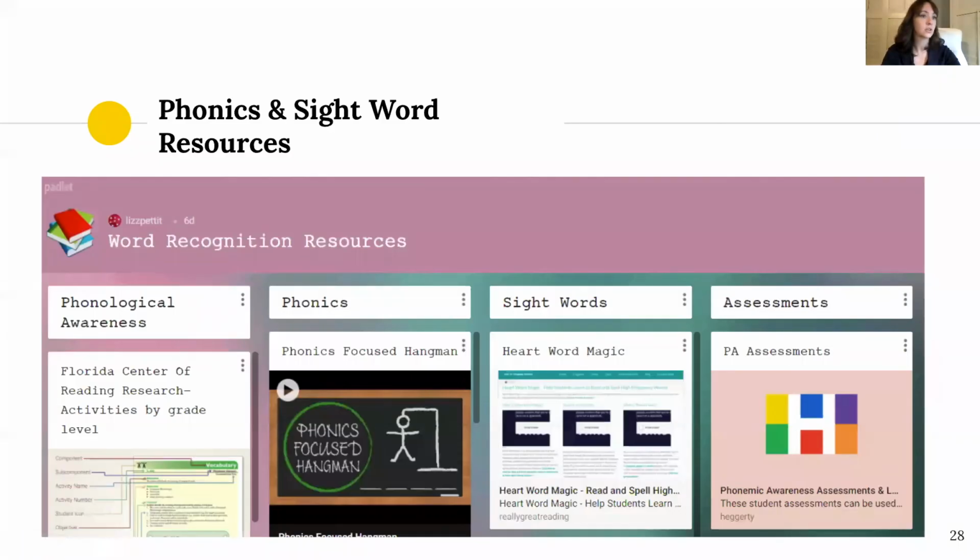So again, in that Padlet, let me share my screen. There are a number of resources for you. You can see the Heart Word Magic is there, and there's some phonics resources. So definitely take a look at those resources as well.